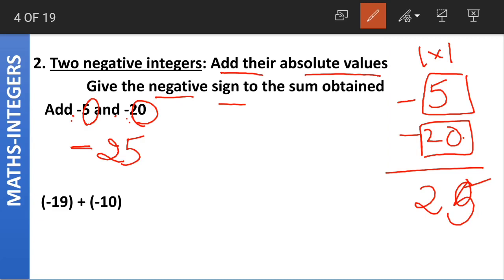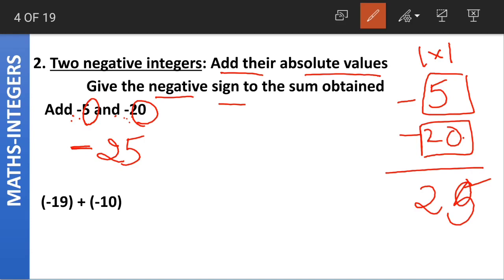Like when we add 2 apples and 1 apple, the answer will be 3 apples. Apples is common in both the numbers, so apples is written in the answer as well. In the same way, both the numbers have negative signs, so we put the same negative sign before our answer.